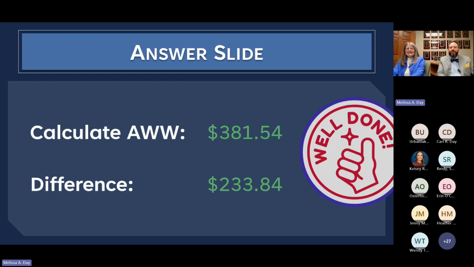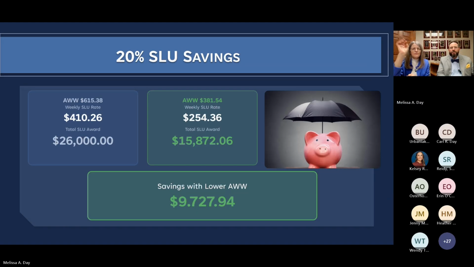So our average weekly wage, on a 200 multiple, 300 is 618.38. If we apply the Kellish exception, if it turns out they weren't fully available and we use a 124 multiple, the average weekly wage is $381.54, for a difference of $233.84 per week. That is huge. Enormous. In fact, let's take a look at how huge that is.